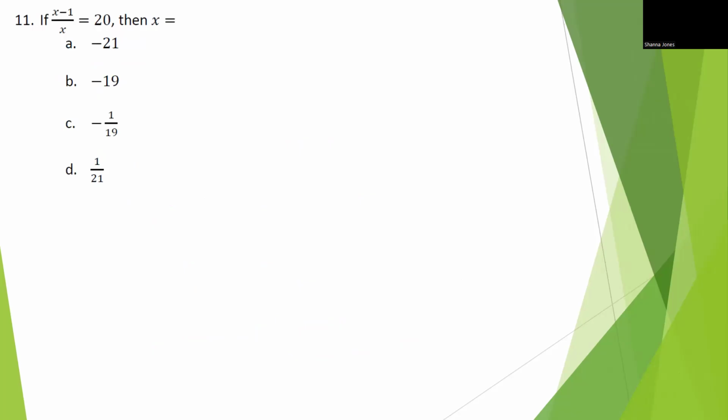So 11, what did y'all put? I got a C. Anyone else? We got C. All right. Let's talk about it. Do you guys remember what a proportion is? A proportion is when you have a fraction equal to a fraction. So in this case, we would have x minus 1 over x equals 20 over 1. And that's because you can turn any whole number into a fraction by putting it over 1.